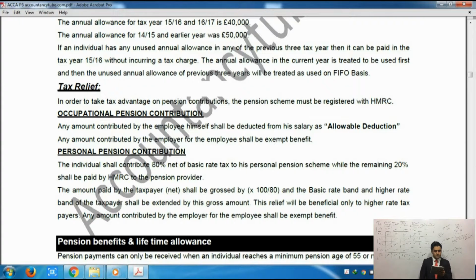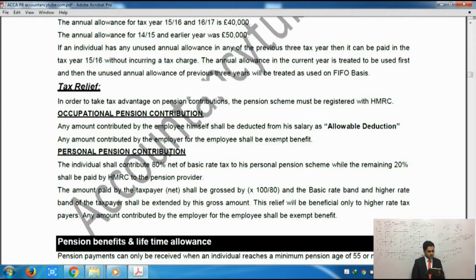So if an individual has any unused annual allowance in any of the previous 3 tax years, then it can be paid in the year 15-16 without incurring a tax charge, right? So you can pay it if you have any unused in the previous 3 tax years. The annual allowance in the current year is treated to be used first. So first you will have to use the current year, then the unused allowance of the previous 3 tax years will be used on the FIFO basis.